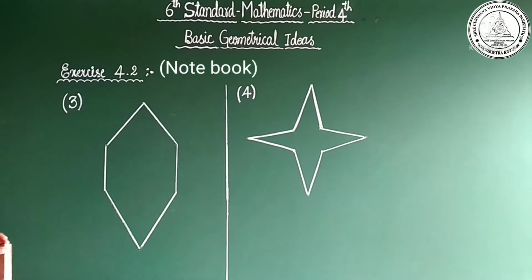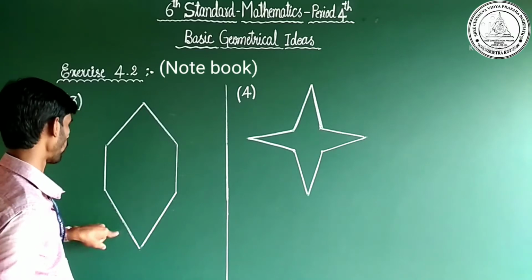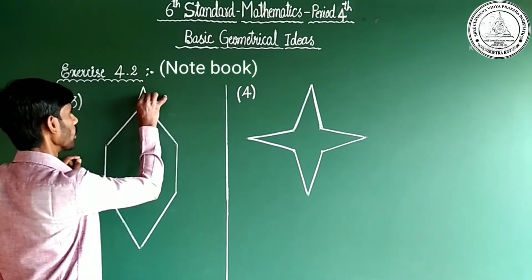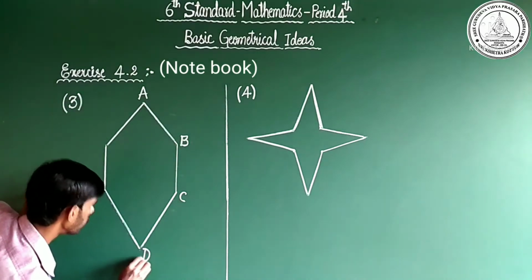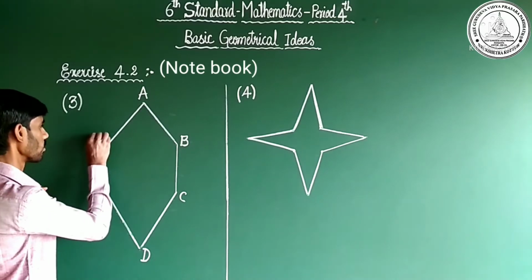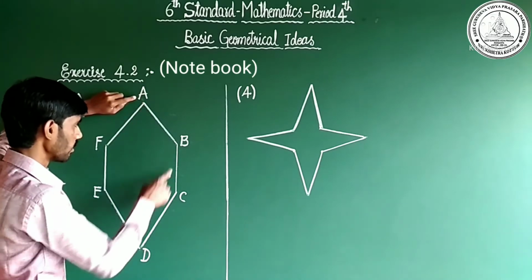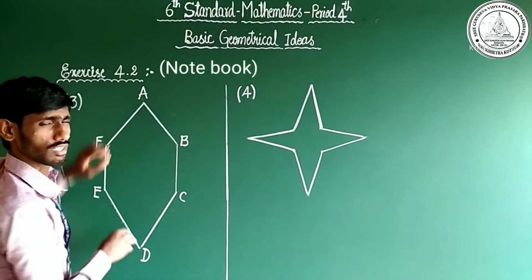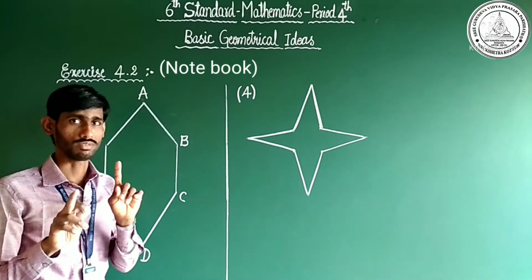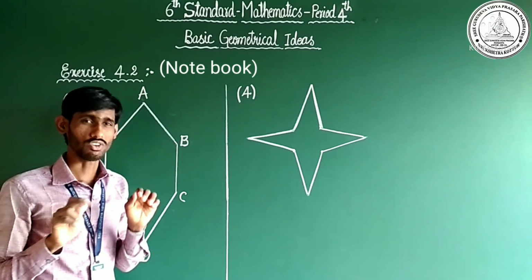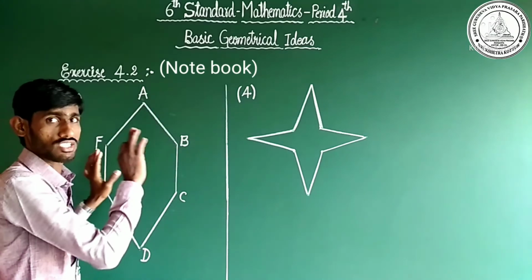I hope it's clear. Yes, it is a hexagon because it has 6 line segments: 1, 2, 3, 4, 5, 6. I'll give you the names A, B, C, D, E, F. And I request you don't write it as here is A, here is B, C, D, E, F. It's not wrong, but it doesn't seem good. That is not wrong, point to be noted, but it does not seem good. That's why you may give a clockwise or anti-clockwise direction as you wish.